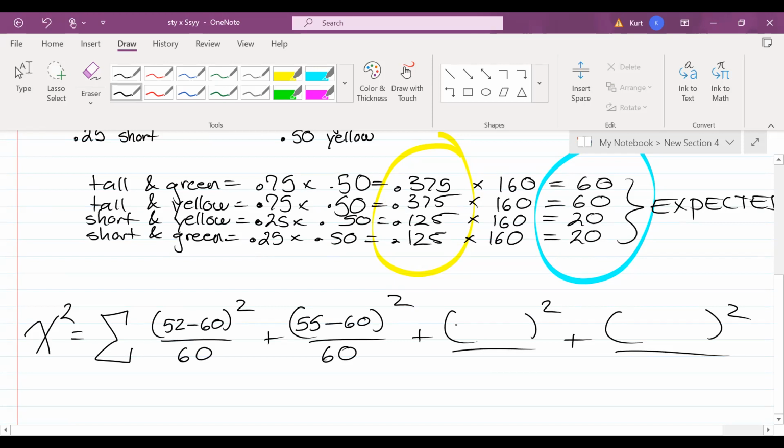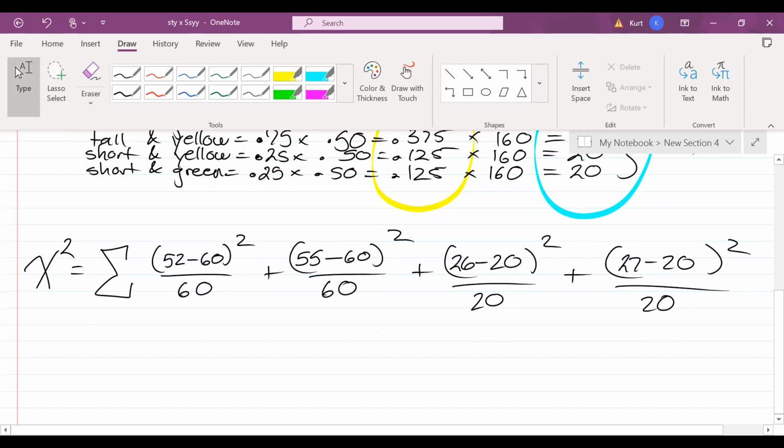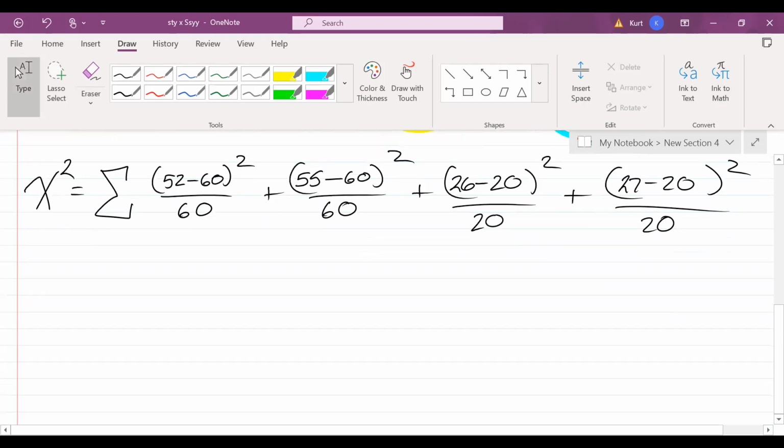55 minus 60 squared over 60. Short and green, 26 minus 20 squared over 20. And then short and yellow, 27 minus 20 squared over 20. That is your setup before I've done any math on part three. Any questions there? So then you just have to take a moment and do your math. And I'm going to show my work so all of you can see what I'm doing.